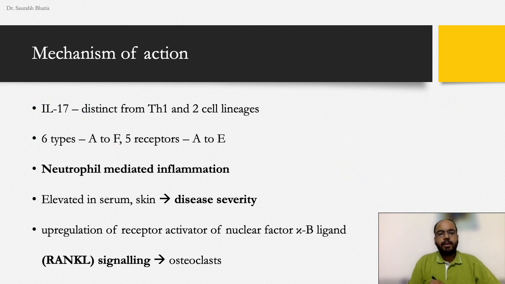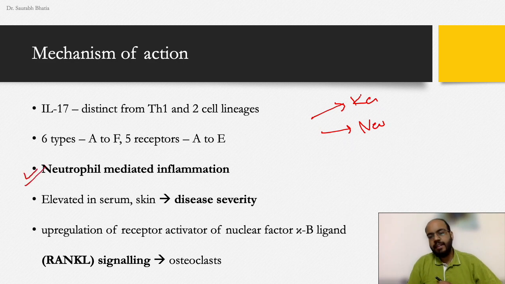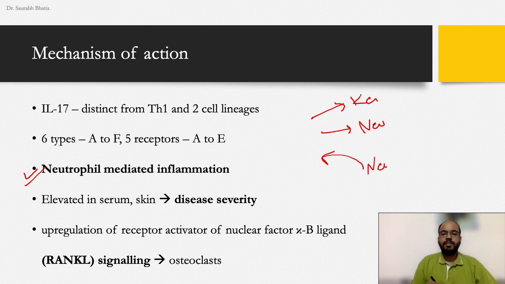Now remember, on the first slide we discussed that the major action is on keratinocytes and neutrophils. So it is responsible for neutrophil-mediated inflammation. It is responsible for the chemotaxis, or let's say calling neutrophils towards the skin. It is responsible for neutrophilic-mediated inflammatory action at the site of inflammation, which is the skin. Interleukin-17 has been found to be increased in serum and in skin, and the increased levels correlate with disease severity.